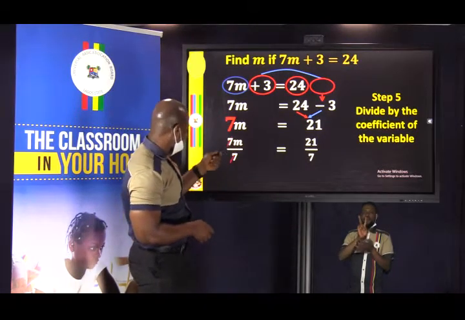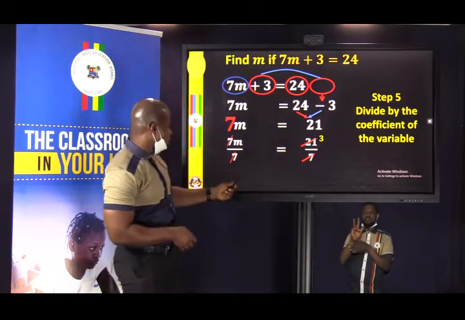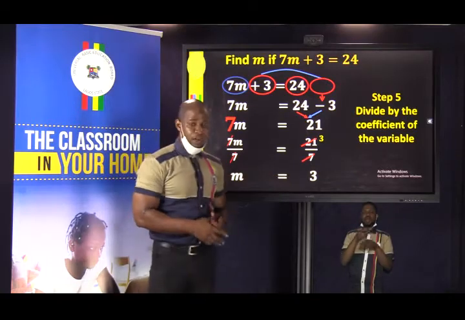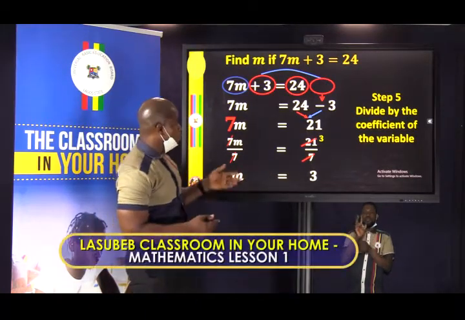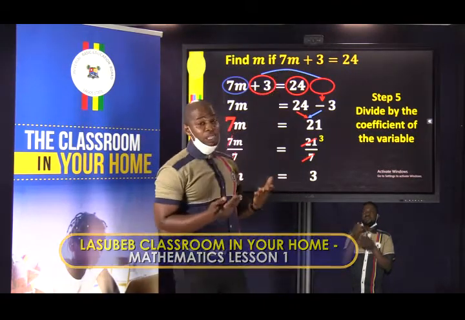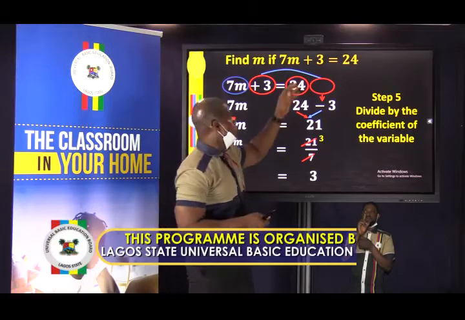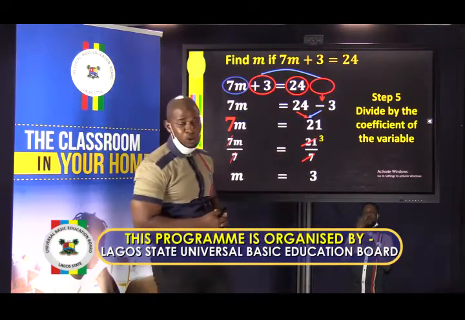Now 7 divided by 7 will give us 1. 7 goes there 3 times. So on the left I have m, on the right I have 3, and that means that m is equal to 3. And if you want to be sure, let's say if m is 3, then 7 times m will be 7 times 3, and that is 21. 21 plus 3 is equal to 24, and that is why you have 24 on the right side.